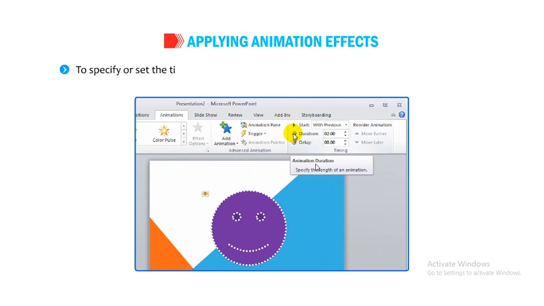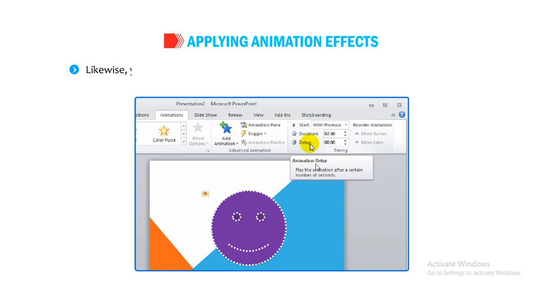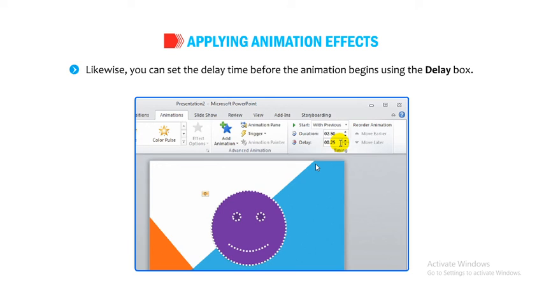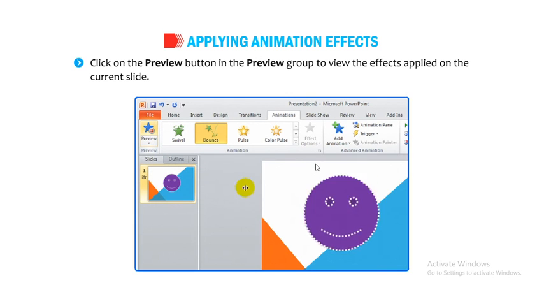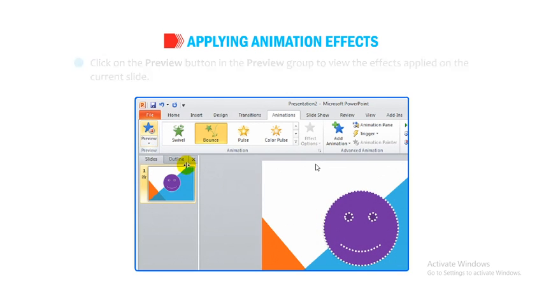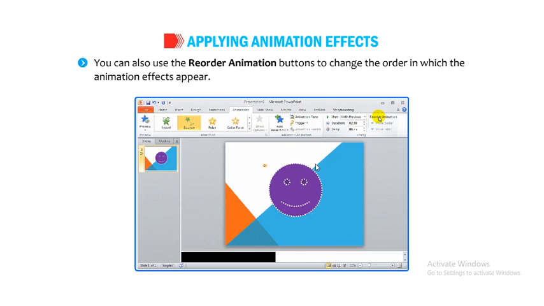To specify or set the timing of the effects, use the Duration box available in the Timing group. It helps to change and control the speed of the animation effect. Likewise, you can set the delay time before the animation begins using the Delay box. Click on the Preview button in the Preview group to view the effects applied on the current slide. You can also use Reorder Animation buttons to change the order in which the animation effects appear.